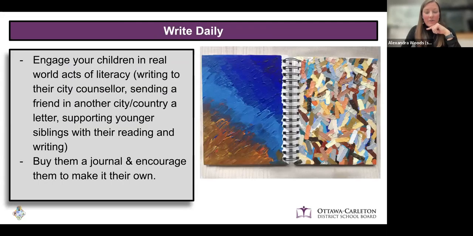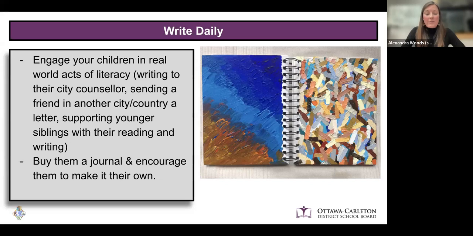And then finally, studies show that writing, so the pen to paper writing, helps students process and map meanings. So really encouraging your child to engage in writing activities that put pen to paper, and these real world acts of literacy are especially useful as they provide agency and empower them to use literacy to change the world. So examples of this might be writing to a city councillor, an MPP or MP, sending letters to a friend who lives in other cities, or supporting younger siblings with reading and writing.